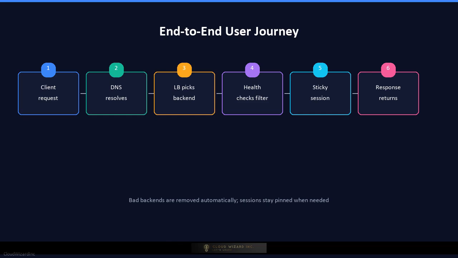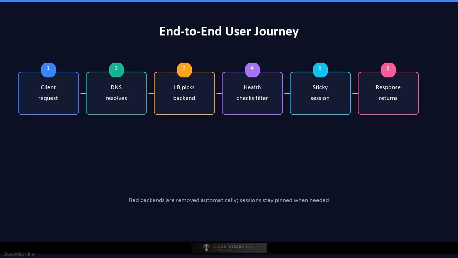Let's trace the end-to-end user journey. A user opens a mobile app and sends a request to a website. DNS resolves the domain to the load balancer's virtual IP. The load balancer receives the request, checks which backends are healthy, applies the configured algorithm, and forwards the request to one of the backend servers. Because the user has a shopping cart stored in local session, the load balancer uses a sticky session cookie, so the user's next requests go back to the same server.